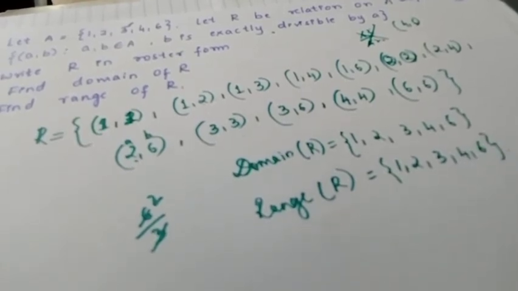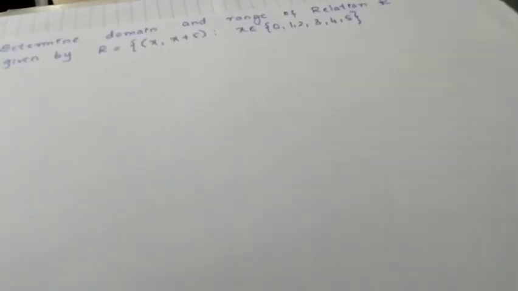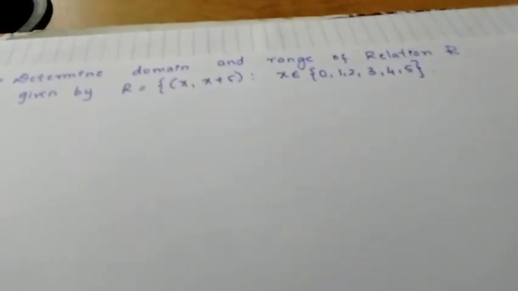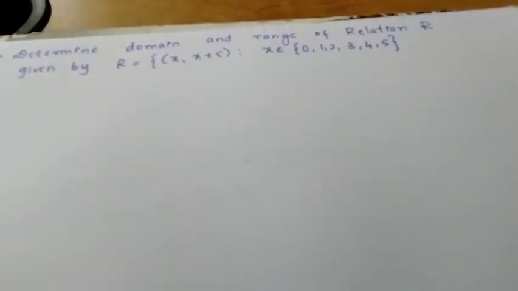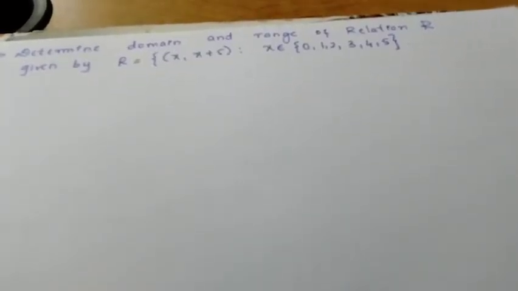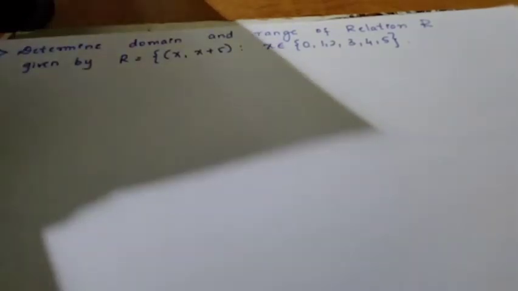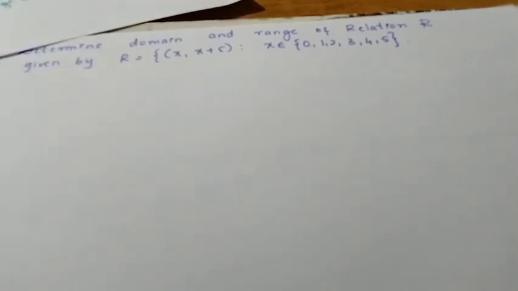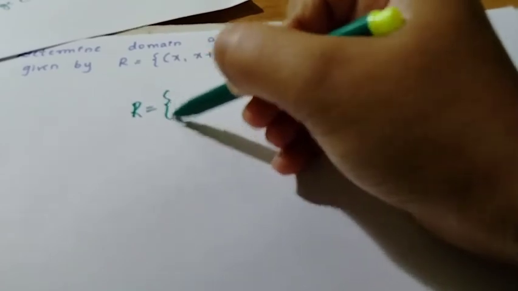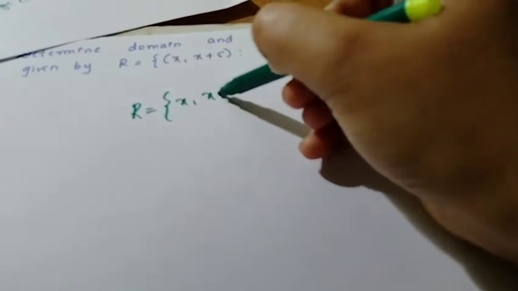Okay. So this is the fifth example. Next, the sixth example: determine the domain and range of the relation R, given by R is equal to x comma x plus 5.